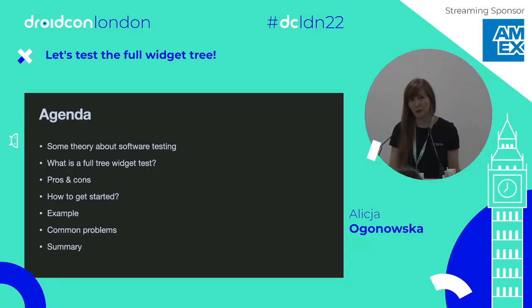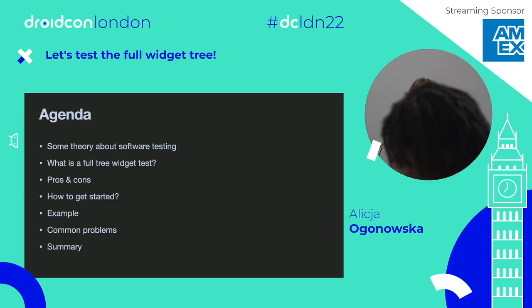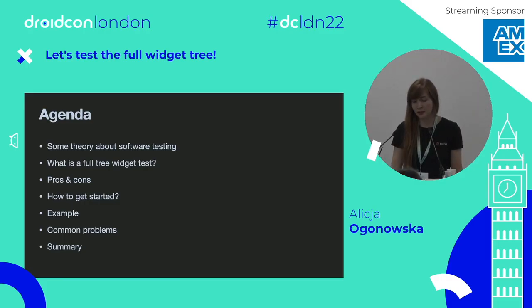Today, I would like to tell you some basic stuff about software testing. Finally, I will tell you what full widget tree testing is, so don't worry, we'll get to that. I will tell you about the advantages and disadvantages of it, and how you can get started. There will also be a full example, so I will be showing quite a lot of code, but you don't have to pay that much attention to the code itself rather than to the things that I will be saying, because at the end I will share the source code with you. Later I'll cover the common problems that you may encounter, because of course I've already been there and maybe I can make it easier for you in the future, and then I will wrap it up.